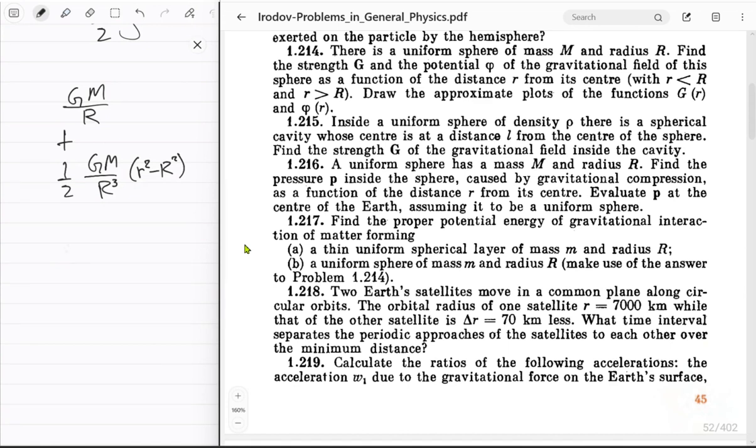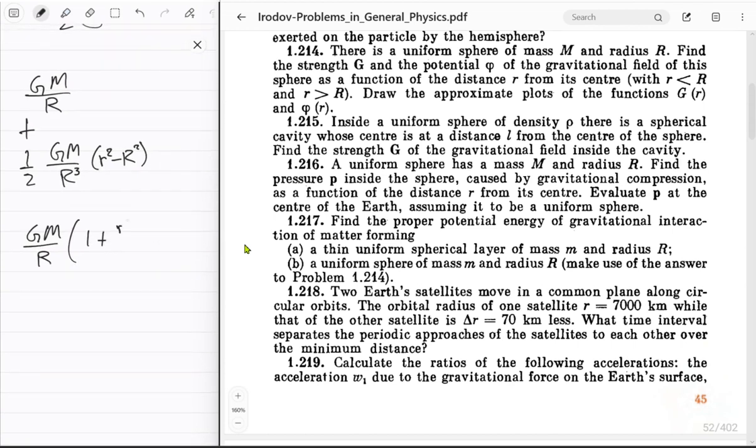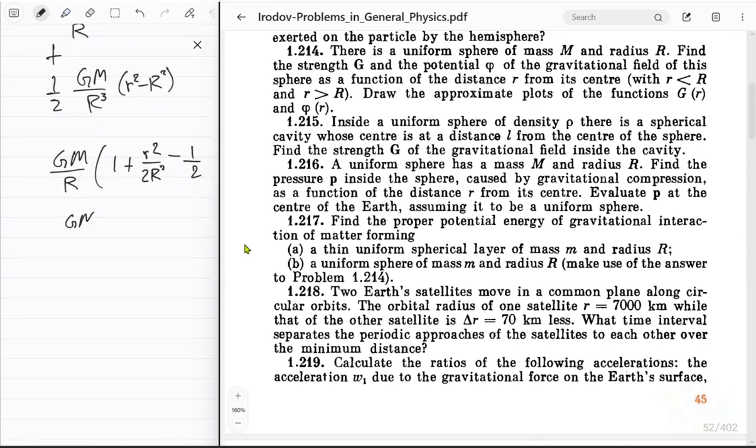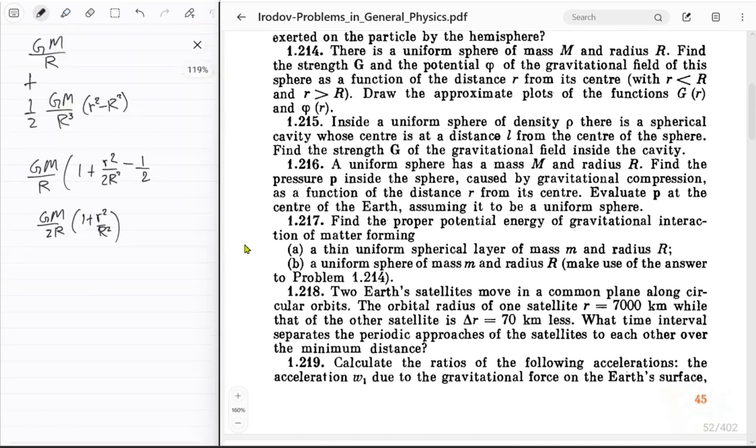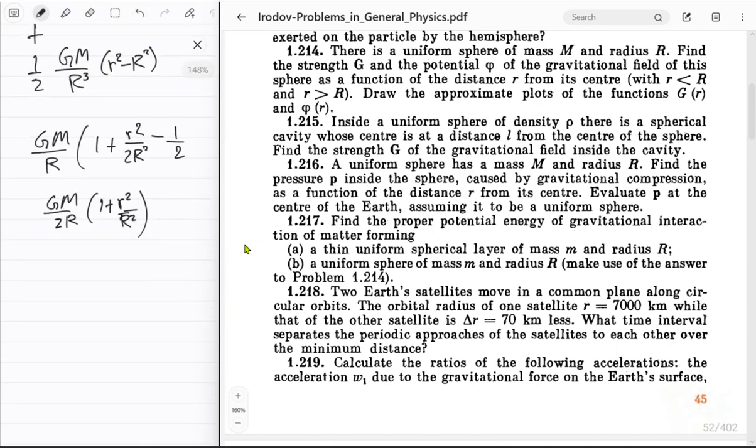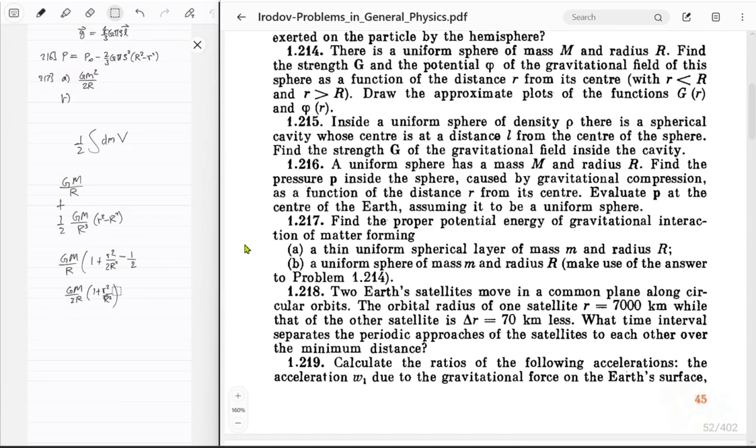So this is just going to be Gm upon R, and then you got 1 plus 1 upon 2, and then r squared upon R squared, so 2R squared, and minus 1 upon, hey, that R is already out. Yeah, it's got 1 upon 2 plus this guy. So Gm upon 2R, and then you just got 1 plus r squared upon capital R squared. Yeah, that should be the thing. Okay, so you got this. Perfect. So instead of V, we can just put this guy.